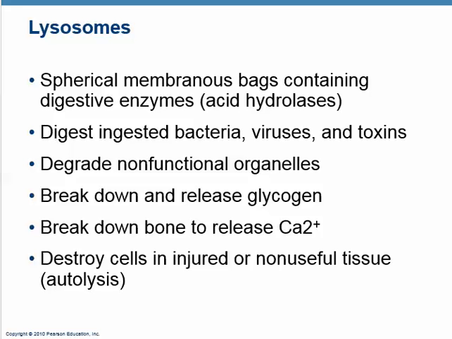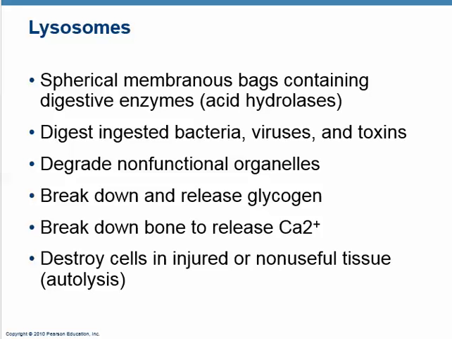In the liver and in muscle cells is where lysosomes are used to break down and release glycogen. Osteoclasts are a special type of phagocyte that eats bone and releases calcium. So lysosomes are organelles within specific cells.